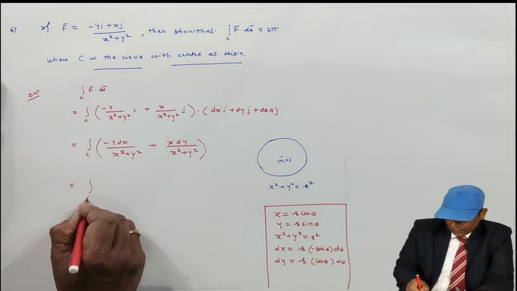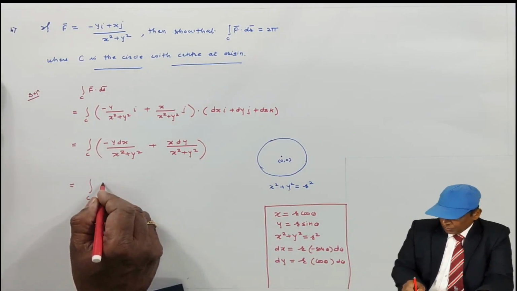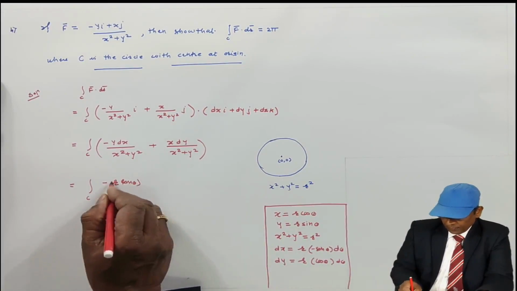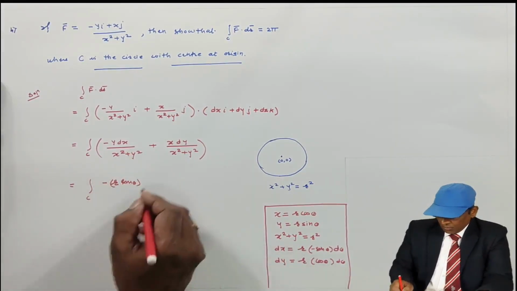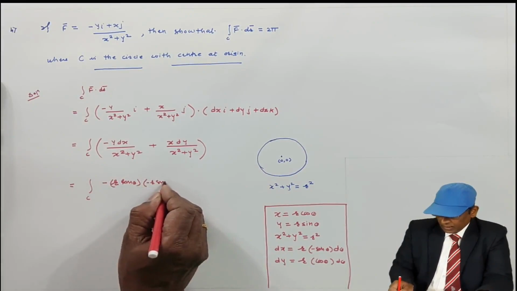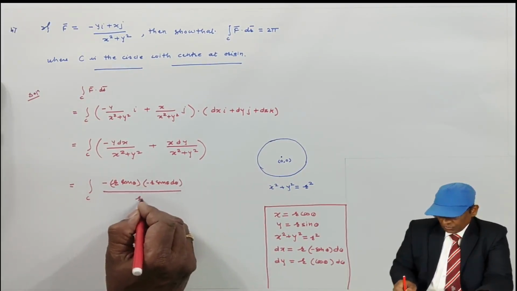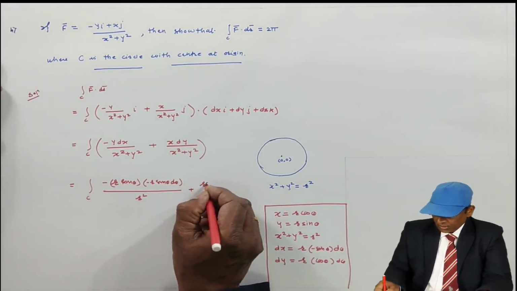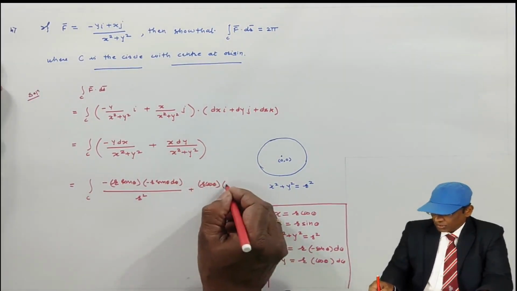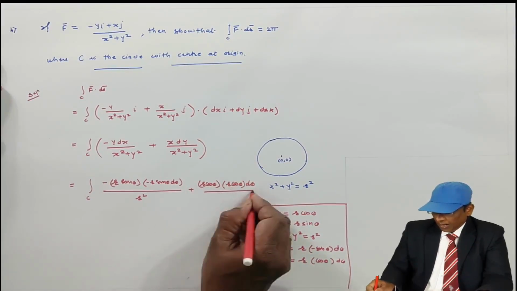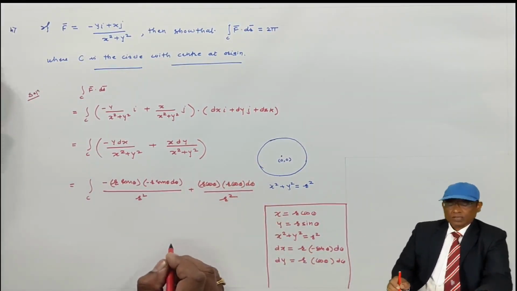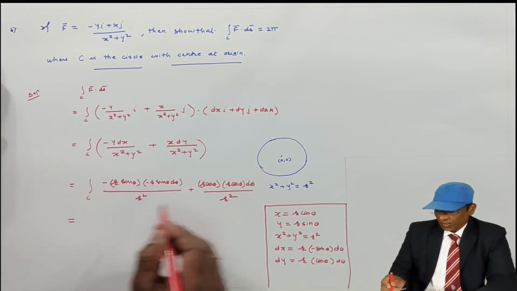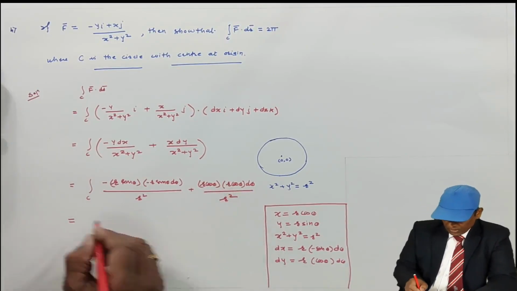Now the integral over C of minus y dx: minus y is r sin theta, dx is minus r sin theta d theta, over x square plus y square, which is r square. Here x means r cos theta, dy is r cos theta d theta, over x square plus y square, which is r square. Now this r square gets cancelled with this r square.